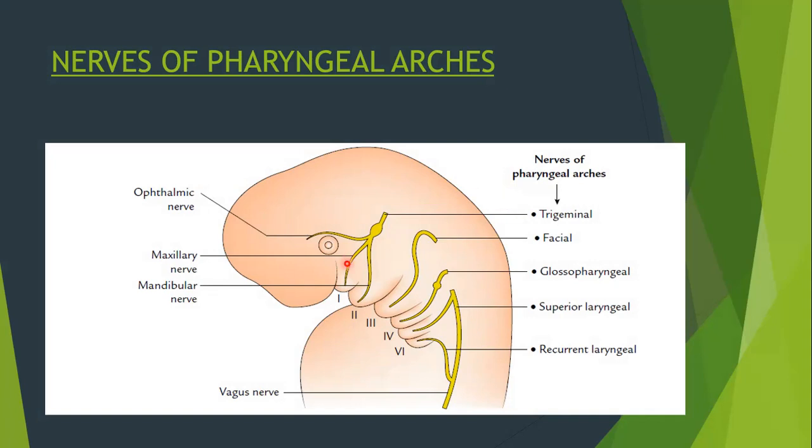Now, these are the nerves to the pharyngeal arches. To the first arch, we have the trigeminal nerve via the maxillary and mandibular nerves. Then the second arch is the facial. To the third is the glossopharyngeal. To the fourth is the superior laryngeal, a branch from the vagus nerve. To the sixth is the recurrent laryngeal, also from the vagus nerve.